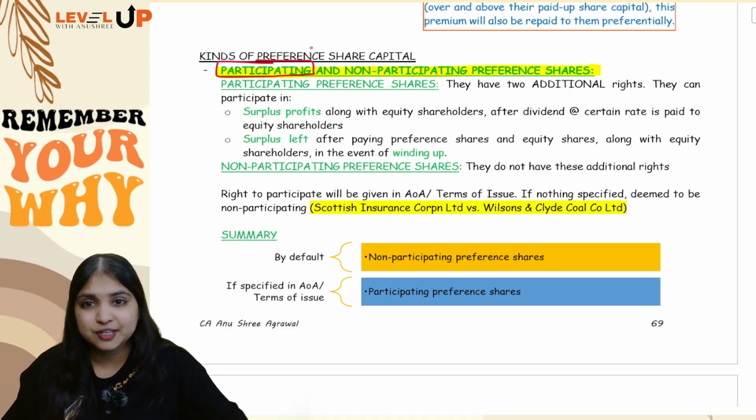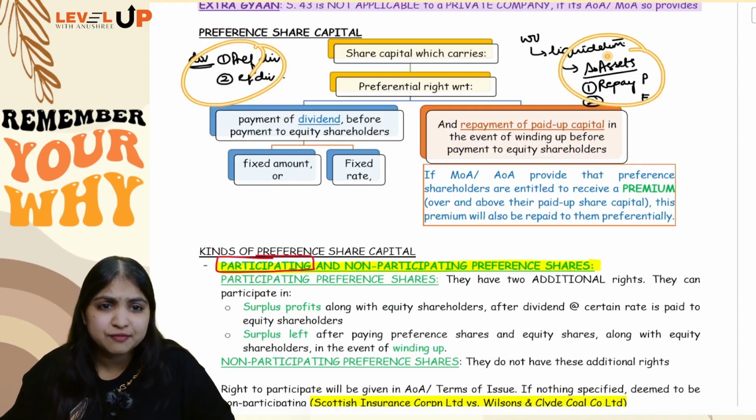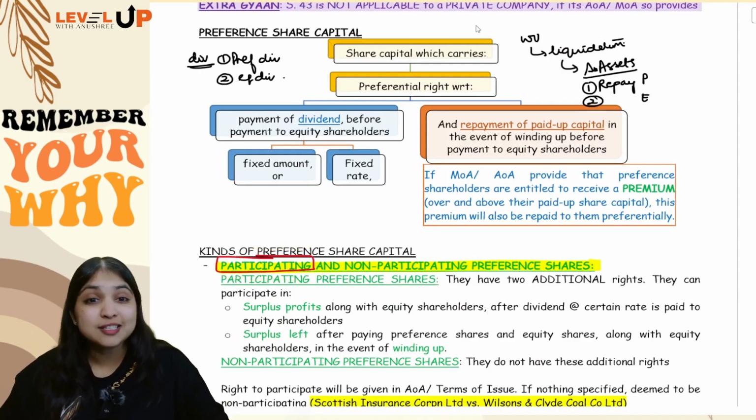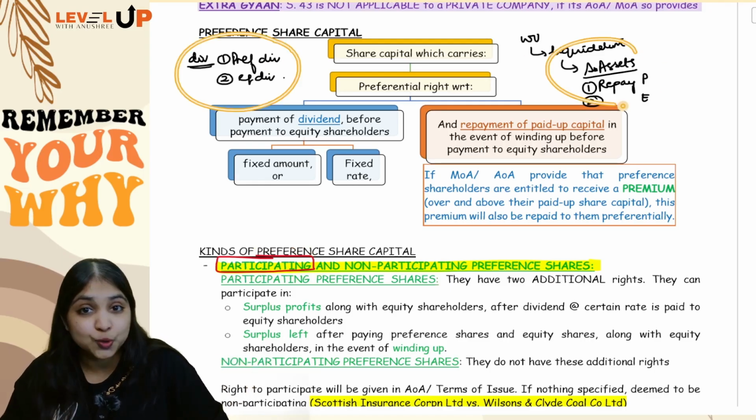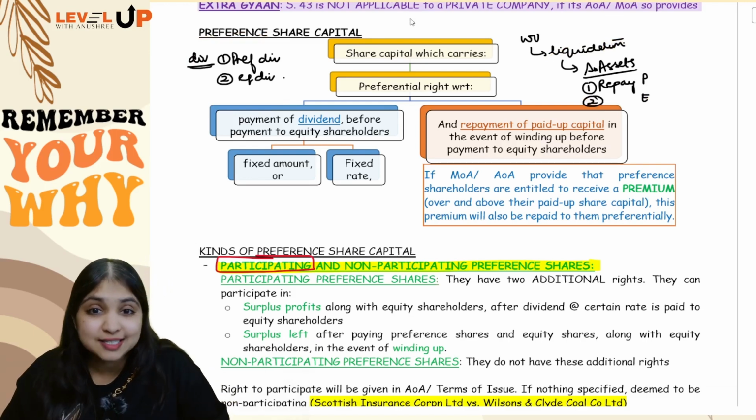These participating preference shares, guys, they are preference shares. So therefore, definitely they will enjoy these two benefits. Apart from these two preferences, participating preference shares enjoy extra benefits. What is this extra benefit? They anyways have these two preferences. In addition to that, they have two extra benefits. What are these extra benefits?